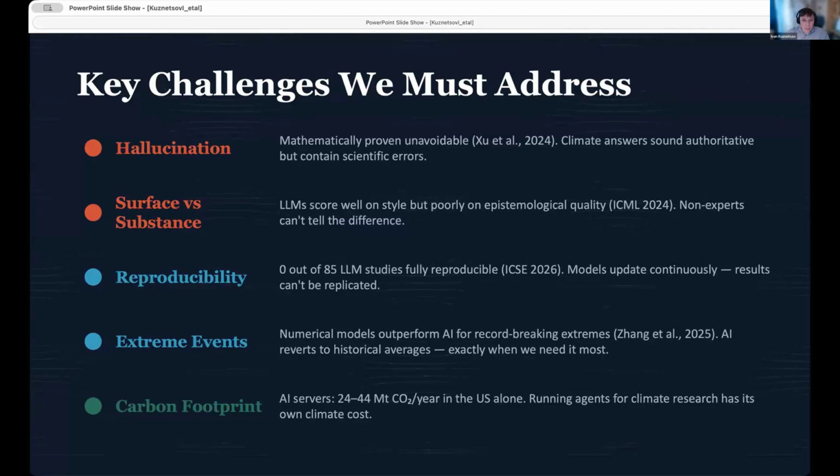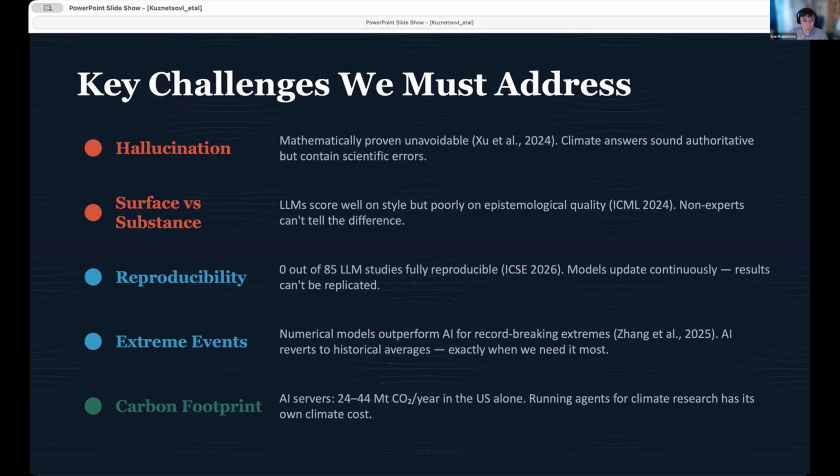The answer can sound clear and confident even when it is wrong or only weakly supported. This is especially a risk for non-expert users. The third, reproducibility is still weak. Many LLM studies cannot be fully reproduced, and commercial models keep changing over time.